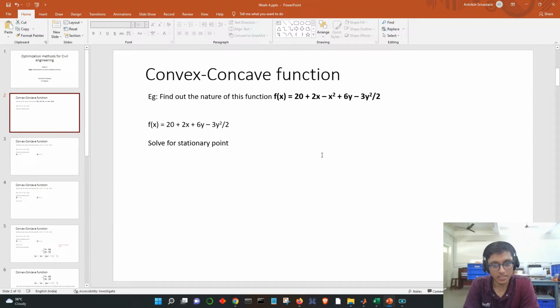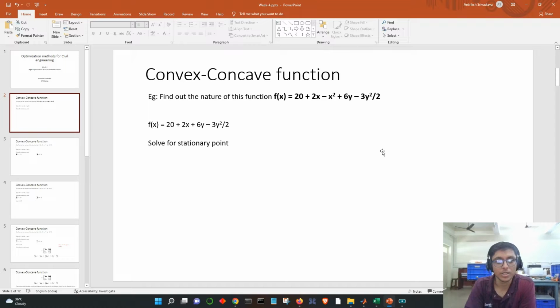So we have a function: 20 plus 2x minus x square plus 6y minus 3y square by 2. Now I want to know whether this function is convex or concave. So the steps are, we'll first find the stationary point, and then we check the Hessian matrix. If it is positive definite, then it is strictly convex. Positive semi-definite, then convex. Negative definite, then strictly concave, and negative semi-definite, then concave. So that's the rule. Let's try to solve this now.